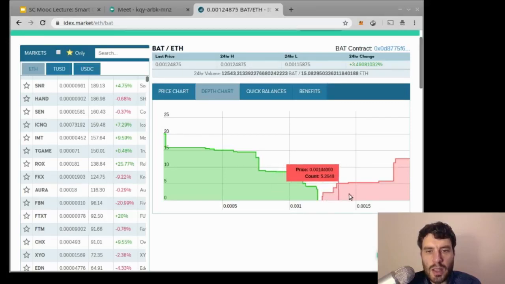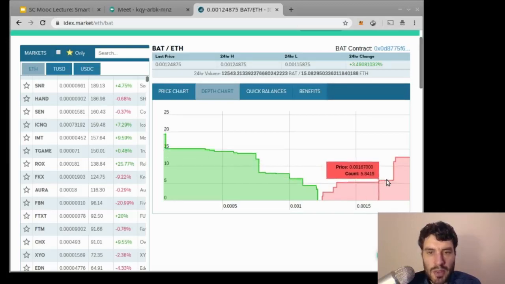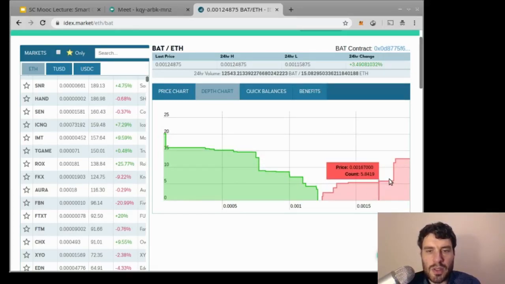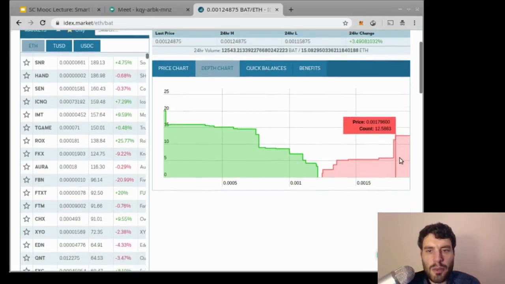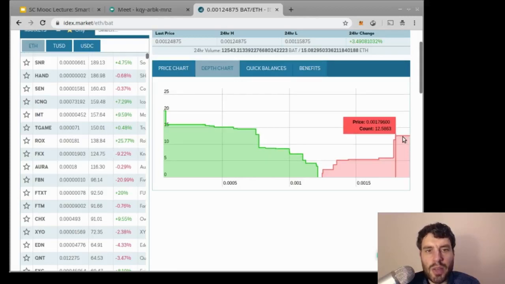So if you see this number there, it's basically adding up all of the orders that are available. If I only want to buy BAT tokens at a price of less than 1.5 thousandths of Ether, then the most that I would be able to buy at that price is 5 or so basic attention tokens. If I want to buy 12 basic attention tokens, then I would have to pay a much larger price for it in order to get it at the market value.